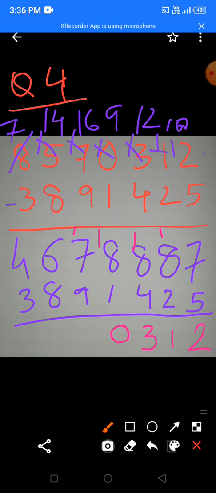Now 9 plus 1 gives you 10. 10 plus 7 is 17. So again 7 and you have to carry 1. Okay, so 8 plus 6 gives you 14. 14 plus 1 gives you 15. Again you carry 1. 4 plus 3 is 7. 7 plus 1 is 8. So this is your answer. This is 85,70,312. This is your number.